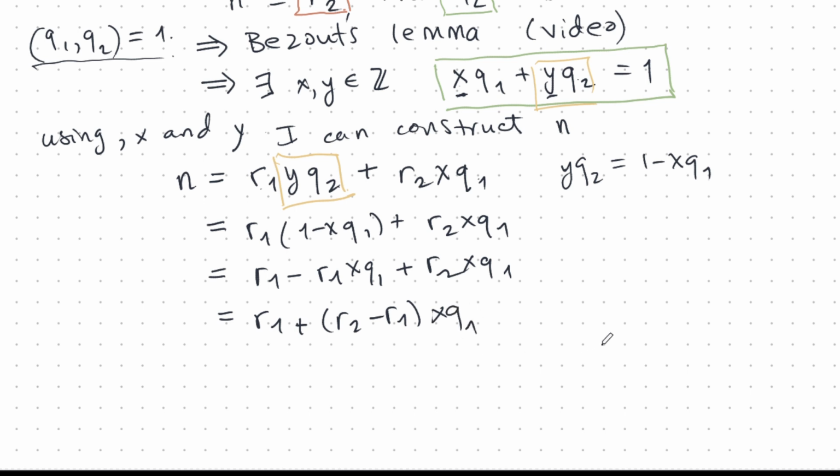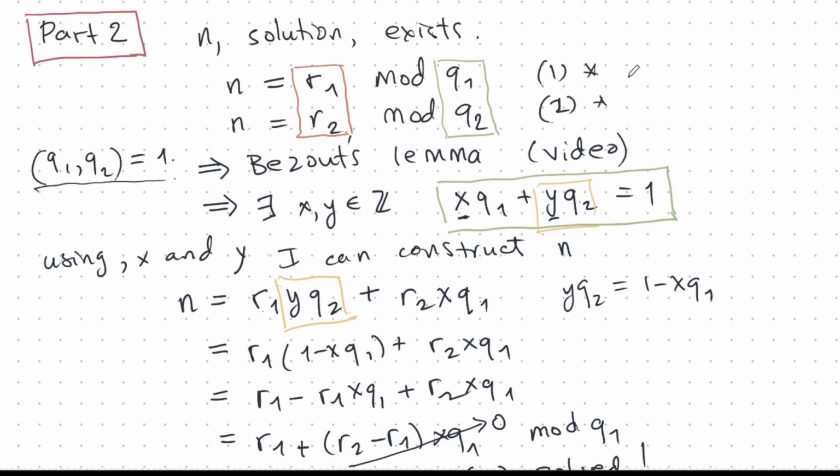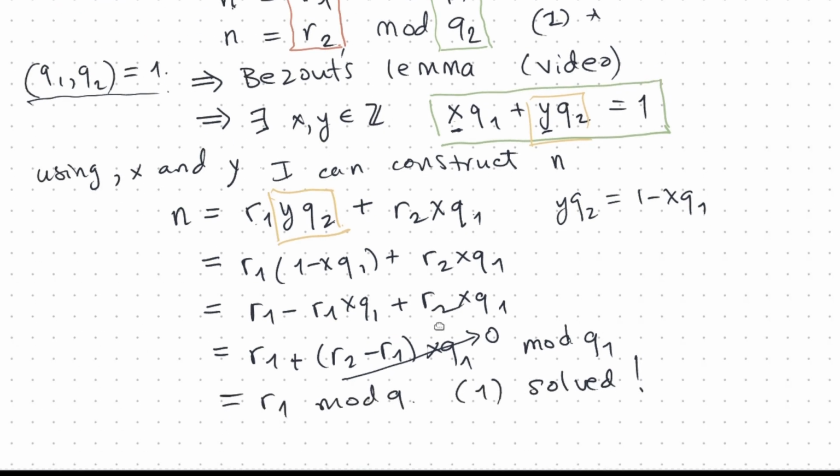Now, if I take this mod Q1, then what happens? Well, mod Q1, this is 0 mod Q1. So I end up with R1 mod Q1. And so this is equation 1. Isn't that beautiful? So it's solved. Yes. Okay, so if we go back here, this one, good. So n solves this equation. n is R1 mod Q1. Isn't that pretty?